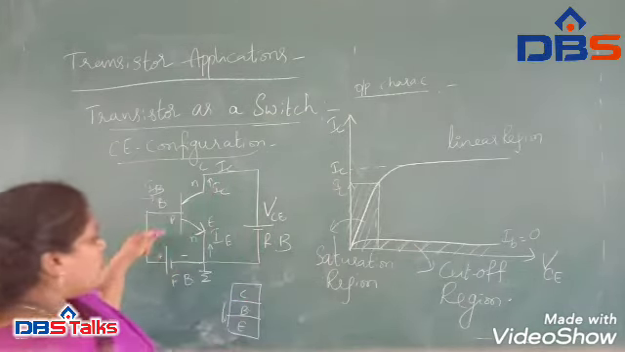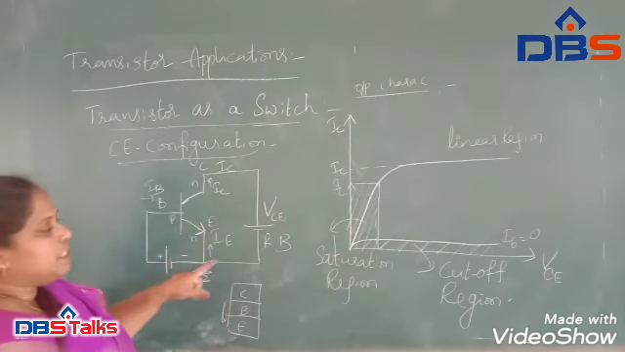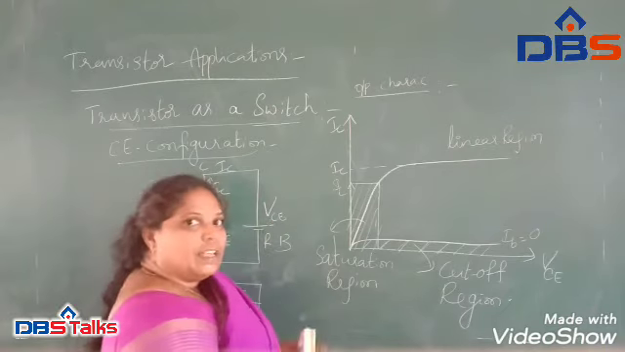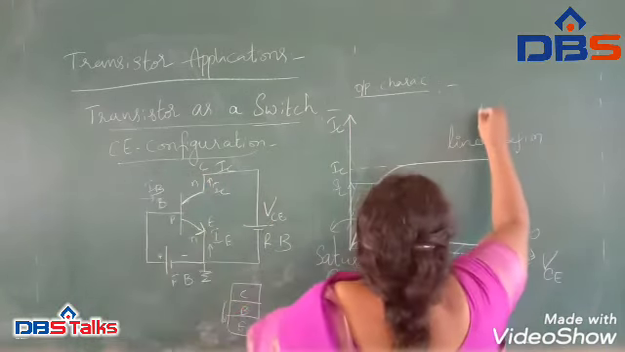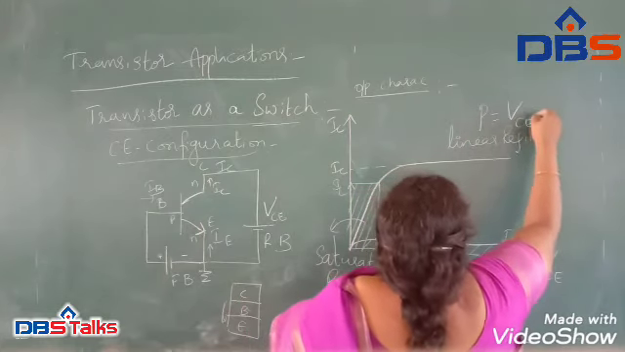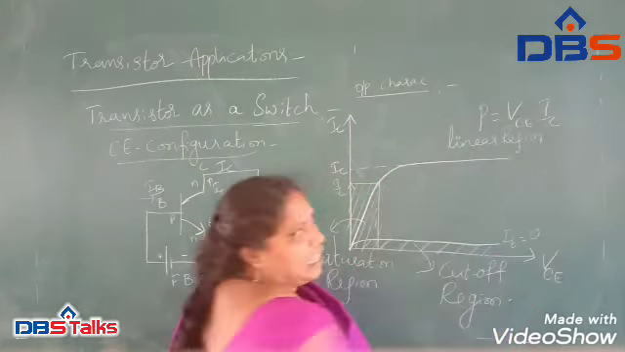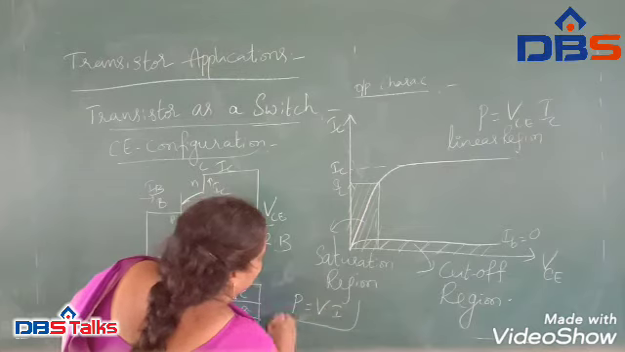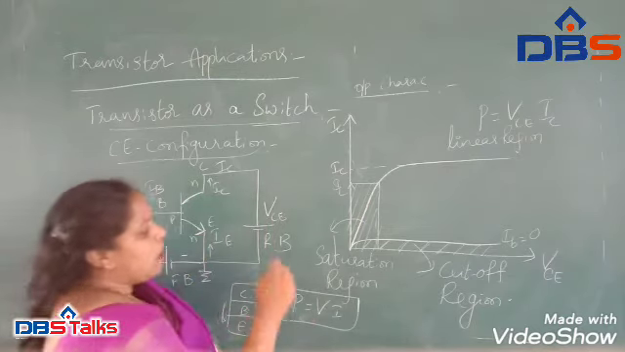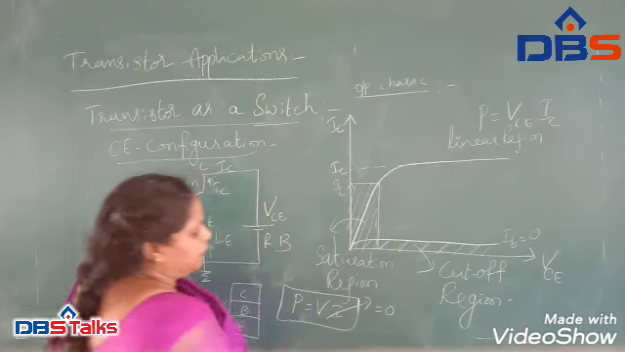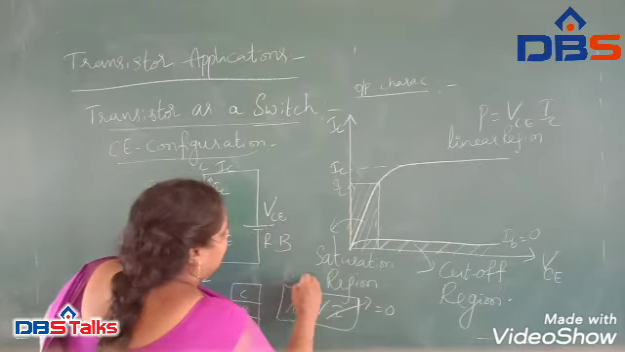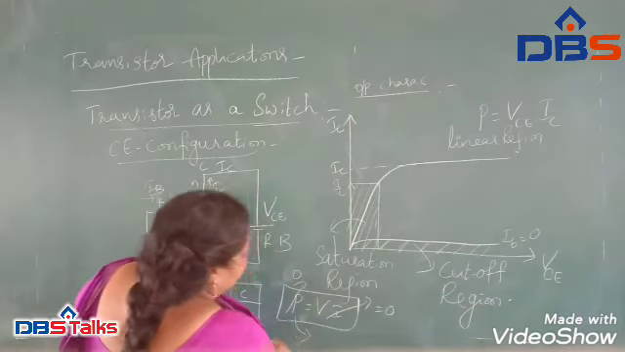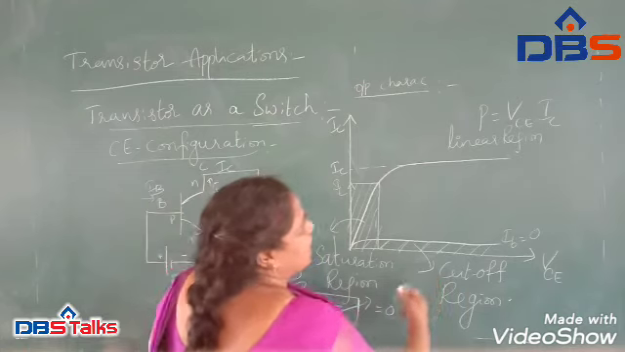At the same time, in this reverse bias region the voltage parameter VCE is also a very small value. Power is equal to VCE into IC, practically, whereas ideally P is equal to V into I. With a small current, whatever the current value, it is 0. When it is 0, what is the power value? 0. So there is no power loss when it is in the cutoff region.